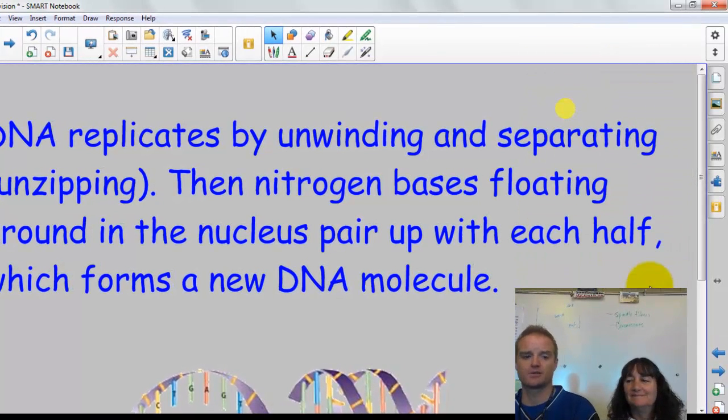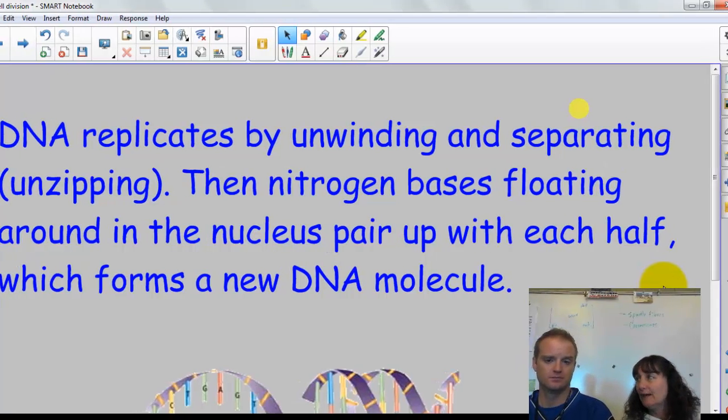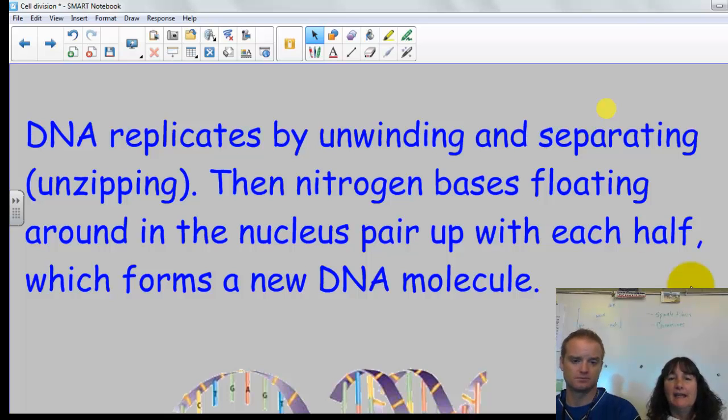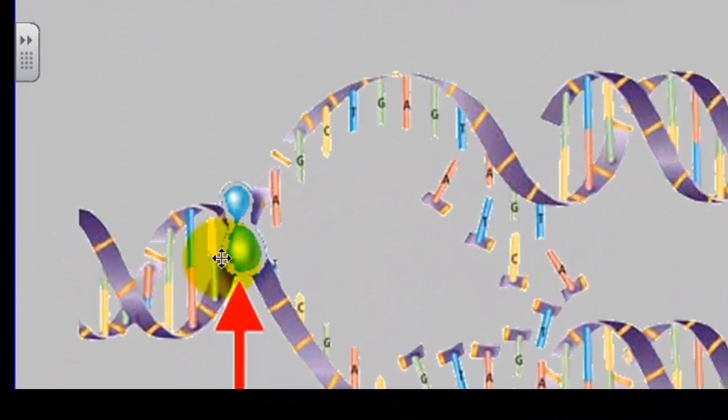I'll let Mrs. Froman talk about how we copy it. The way DNA replicates is first it has to unwind and stretch itself out, and then it separates right down the middle where the 2 bases are bonded together. It's called a hydrogen bond, which is a weak bond, so it's easy to break. So it unzips right down the middle, and then you have 2 halves. You can see a C with a G on the opposite side, and an A with a T.